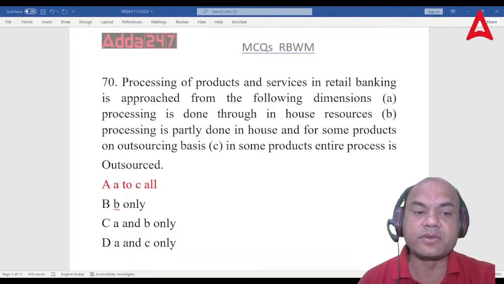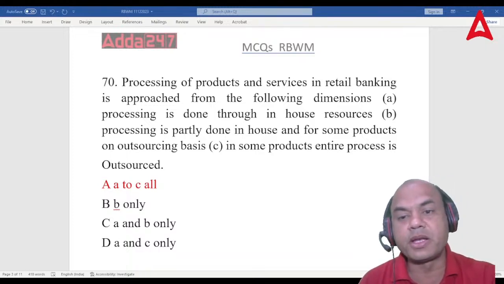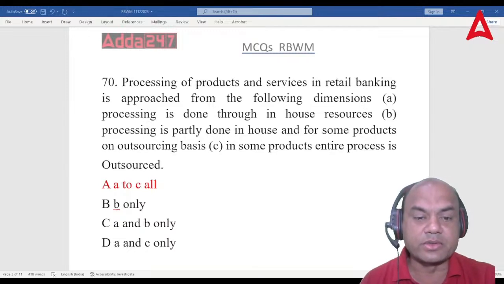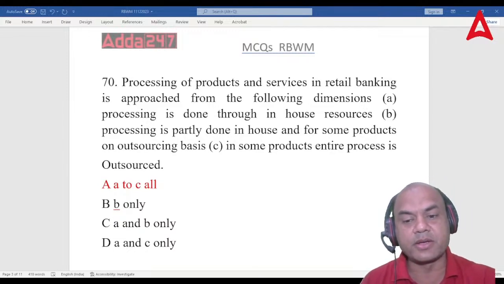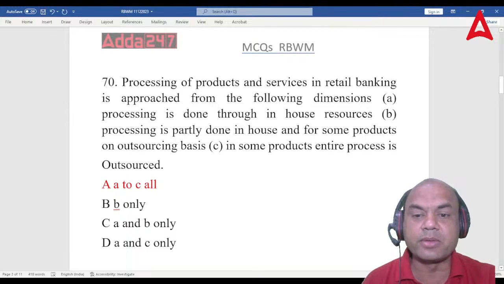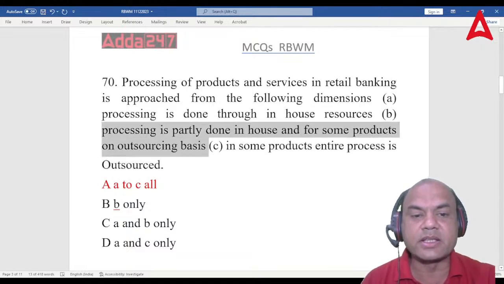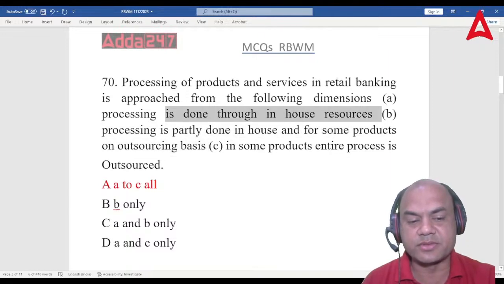Processing of products and services is approached via complete in-house or partial outsource, or it is complete outsource. In foreign banks, they generally do complete outsource. This is done in Indian private banks, and this is generally done in nationalized banks in-house. Okay.